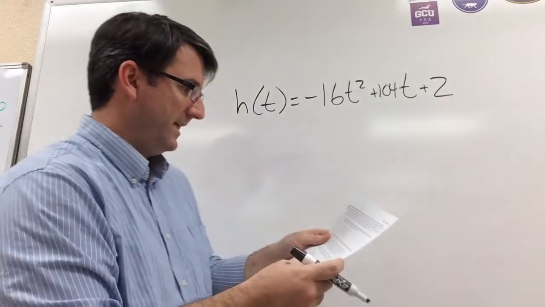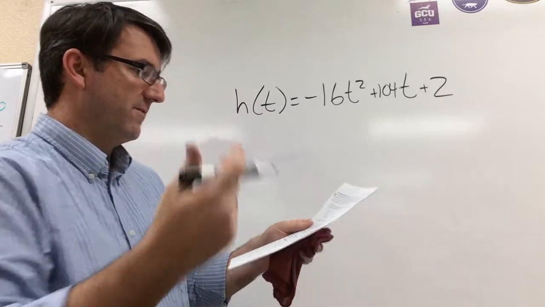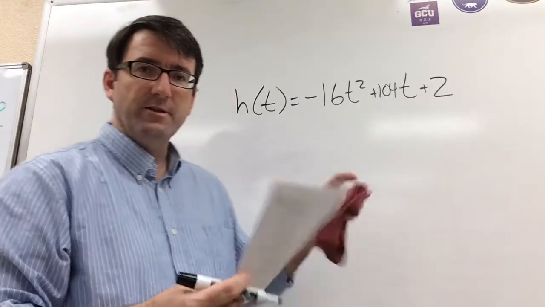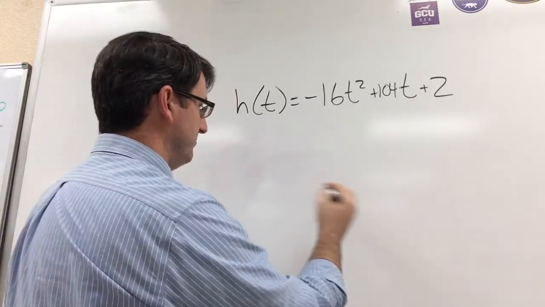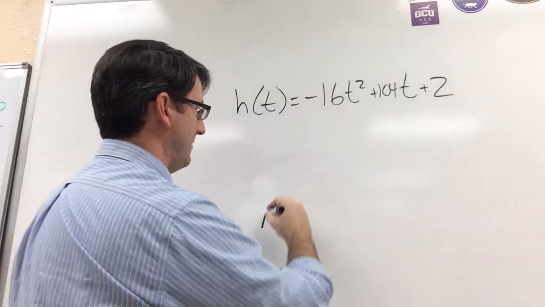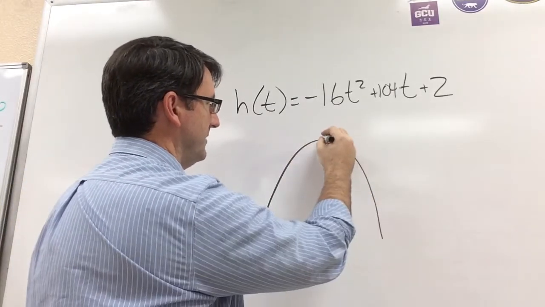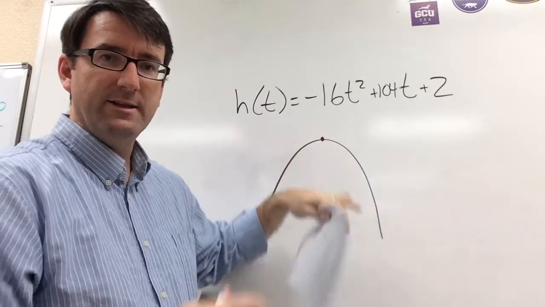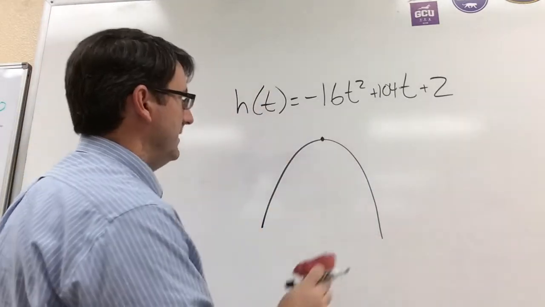For number 10, it says find the vertex for the function h of t and explain what that means. So the vertex, if we think about the height of this ball as a parabola, the vertex up here is going to be the maximum height that the ball reached.